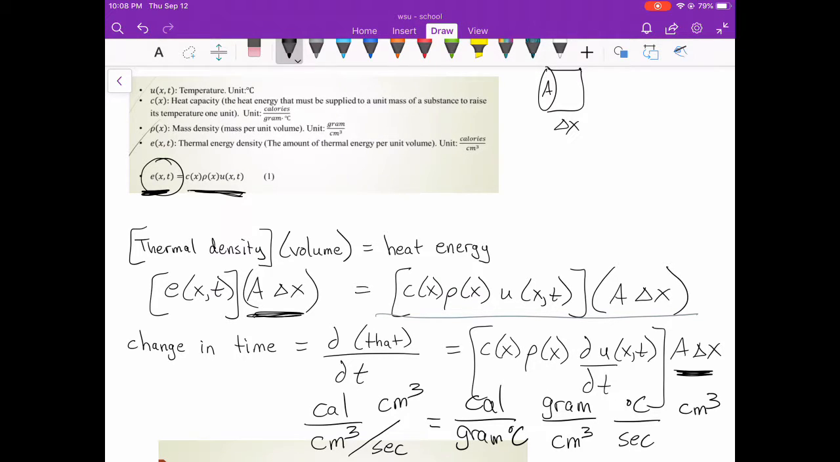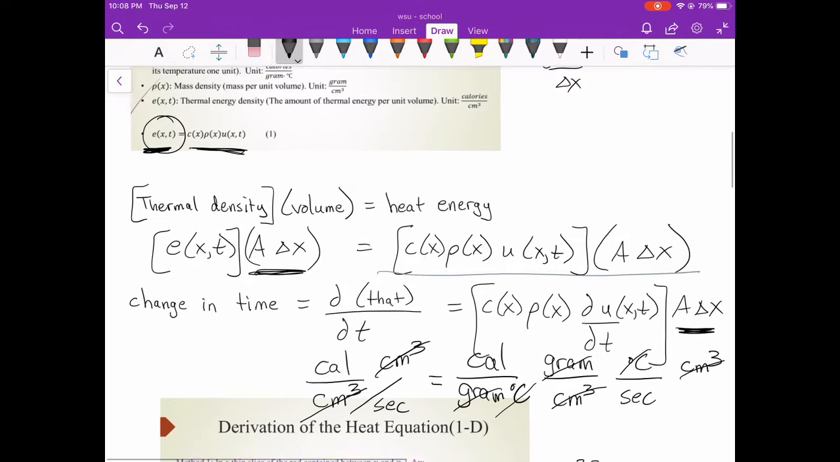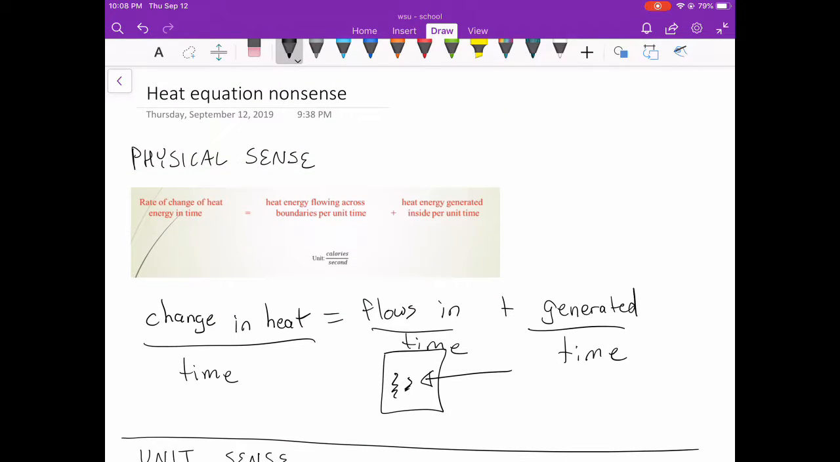So it's really just a question of, do these units check out? On the left, the volumes are canceling. On the right, grams are canceling, degrees Celsius are canceling, and cubic centimeters are canceling. So that you have calories per second, which is what we're supposed to have for the equation.